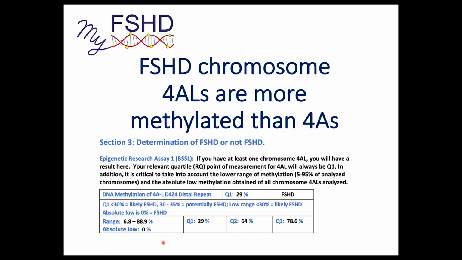What we found is that everybody who has confirmed FSHD1 linked to a 4AL chromosome always has several reads that read 0%, totally unmethylated chromosome 4ALs. And we never ever see this in individuals that are healthy or do not have FSHD linked to 4AL. So this turns out to be a really good new metric to look at, and we've added it on here. When we're assaying 4AL, it's really the combination of the first quartile, the low range, and the absolute 0.